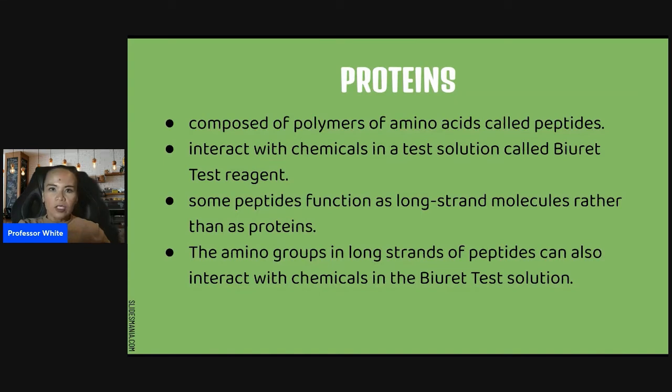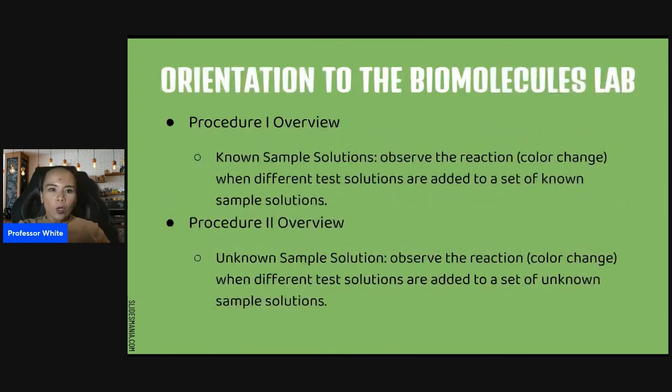So for the procedure one overview, you are going to have the known sample solutions, and you're going to observe the reaction or color change when different test solutions are added to the set of known sample solutions. And then for procedure two, you have unknown samples, and you're going to observe the reaction or color change when different test solutions are added to a set of unknown sample solutions.